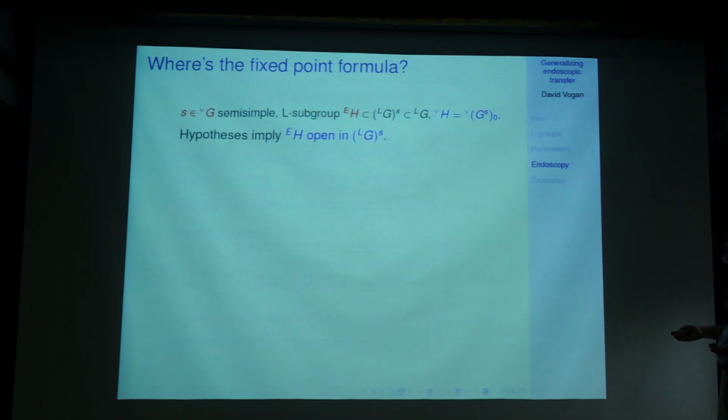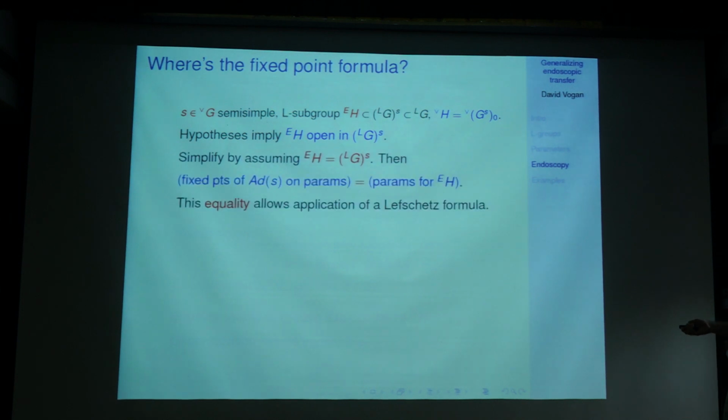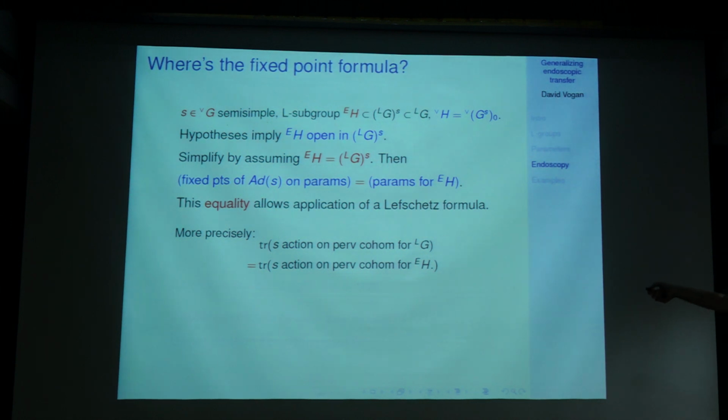So where's the fixed point formula? Well, I'm not going to say too much. The Goresky-MacPherson formula basically tells you that if you look at in this setting that you've got some perverse cohomology up on G, and this S is giving you an action on it, then the trace of that action can be computed on the level of the fixed points. That's what a Lefschetz formula does. It says that some computation in cohomology can be done along the fixed points.